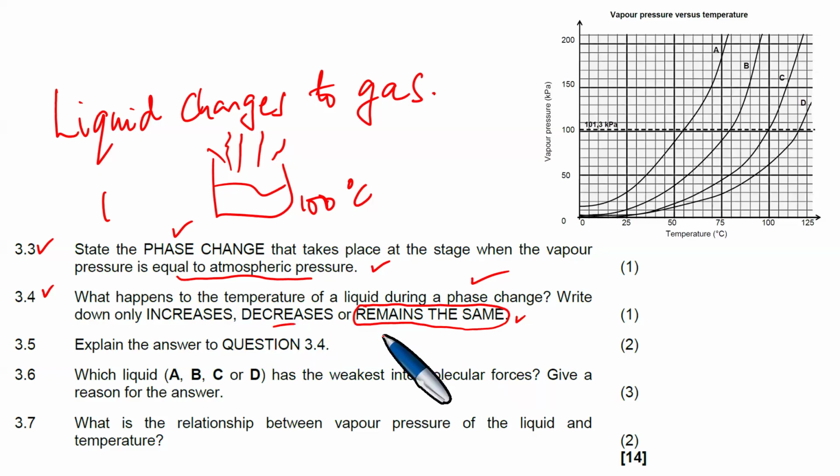But the examiner is trying to trick you, because remember, what happens to the temperature of a liquid during a phase change? This phase change is happening inside the pot. It's not happening in the air where the air is cold. It's happening inside the pot. Inside the pot, the temperature is the same. So the answer is, during a phase change, the phase change happens inside the pot, and the temperature is the same there. The temperature is exactly the same. We look at the next question.